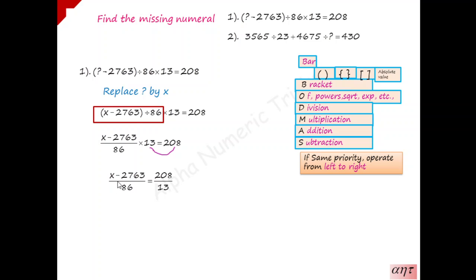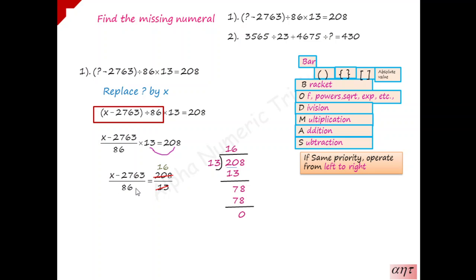So (x minus 2763) divided by 86 is equal to 208 divided by 13. Okay, 13 comes to the denominator of the right hand side. Now you have to divide 208 by 13. You consider 20, because 13 is there. 1 times 13 is 13, balance 7, and take this 8 down. 6 times 13 is 78. So when you divide 208 by 13, you get 16.